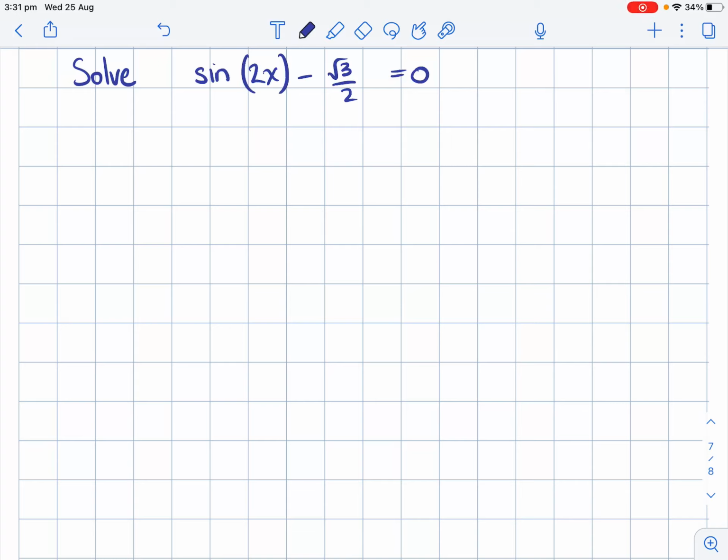Hi folks, just having another go at the example that we did today. I'm going to try and break it down into some clear steps to make it a little bit simpler and look at some different ways that we can find all of the solutions.